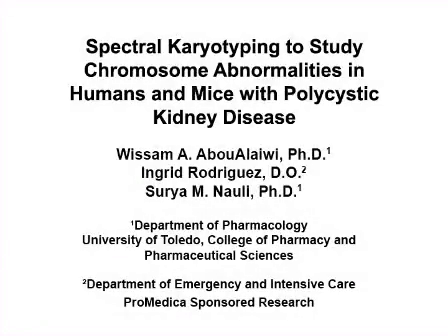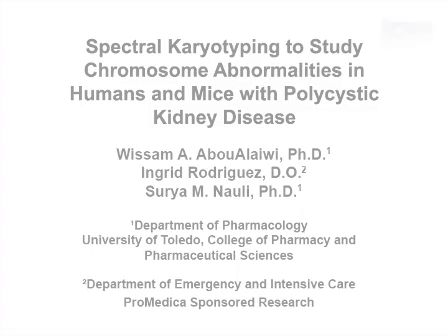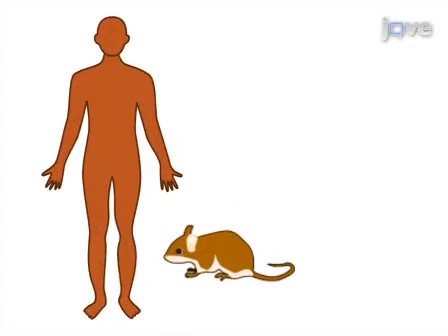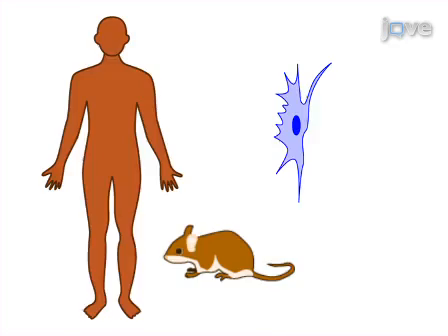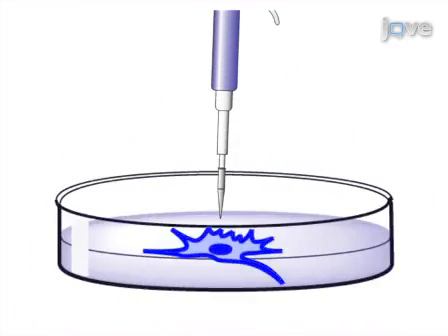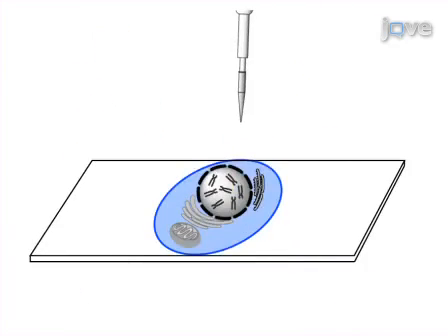The aim of this procedure is to label chromosomes with paint probes to identify chromosome aberrations and segregation defects in mice and humans with polycystic kidney disease. This is accomplished by first harvesting cells from humans or mice and treating with colcemid, followed by fixing and preparing metaphase spreads on glass slides.